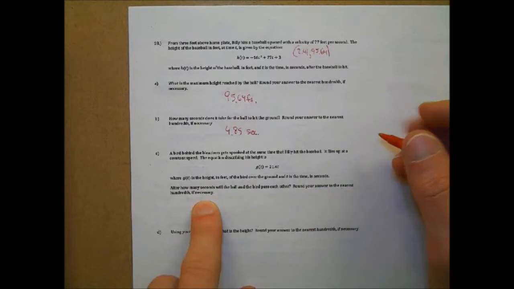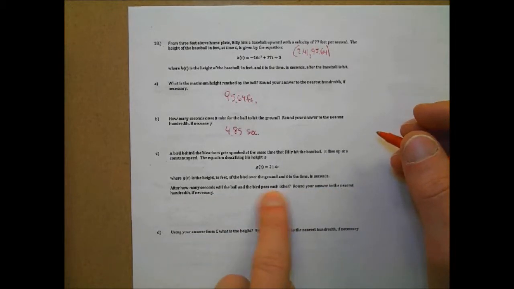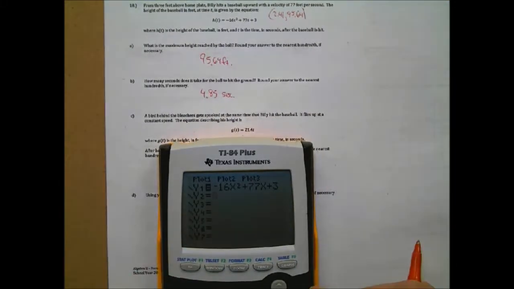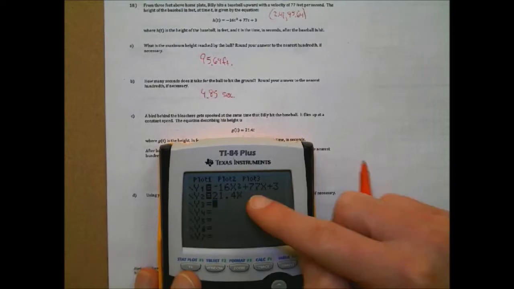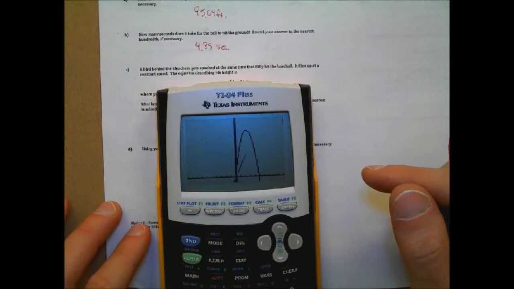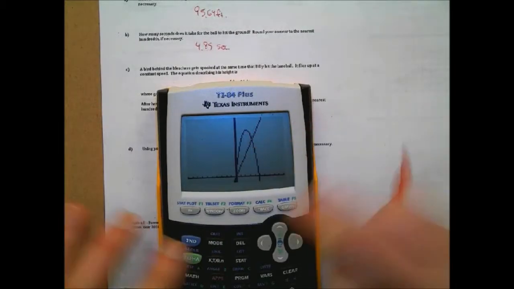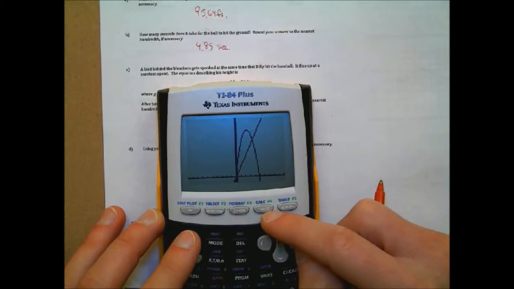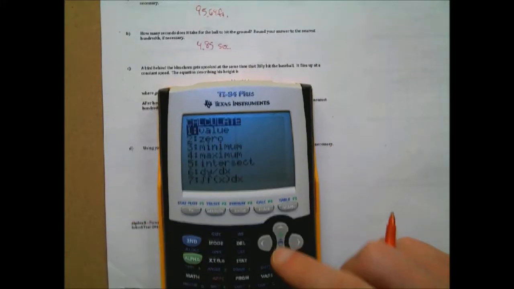So pass each other, that means they're going to be intersecting, right? Or have the same height, I guess we should say. So I'm also going to graph simultaneously 21.4x. Sorry, you can see it right there now. Okay, graph that as well. Okay, and there's where they're going to hit, right? They also hit down here, but that's a negative time and a negative height. That doesn't make any sense out of context.